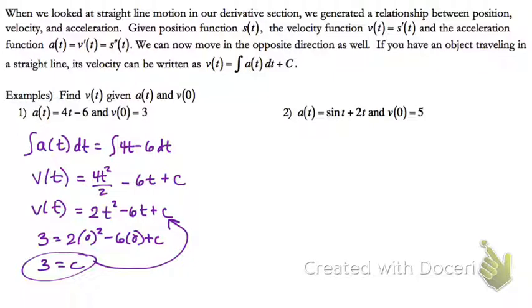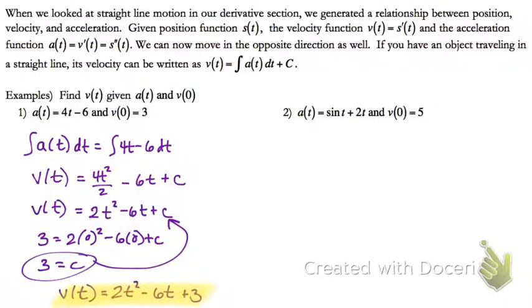If I write my final answer, that would be the velocity function that we found, but no longer do I need to write it as a general solution. I can now write it as a specific solution. So 2t squared minus 6t plus 3. There's the exact velocity function that gave me this acceleration function as its derivative.